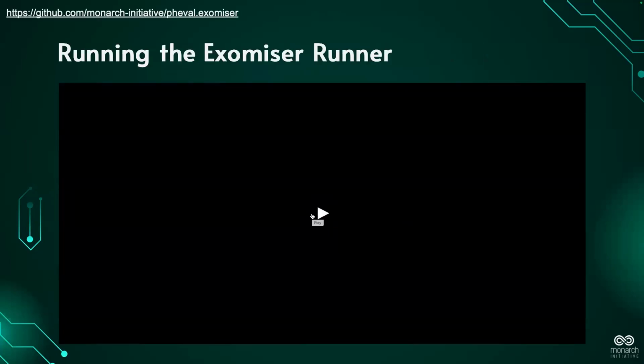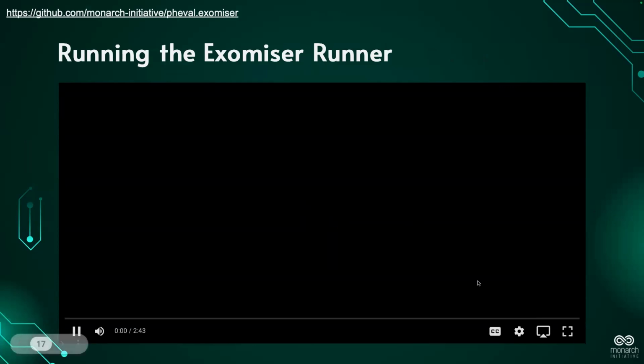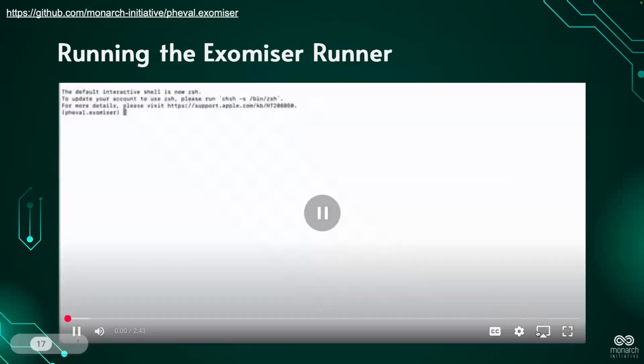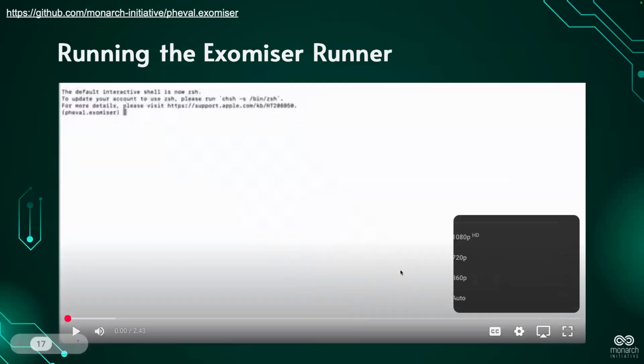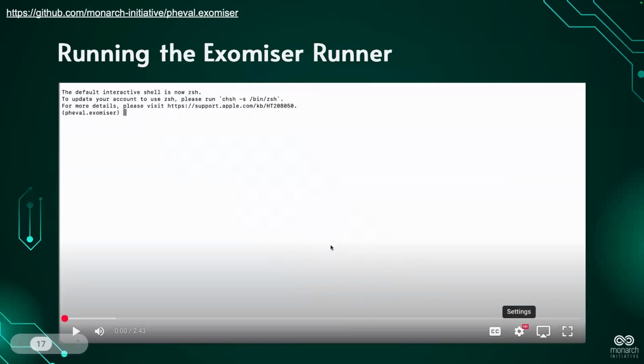In the interest of avoiding the loads of errors that happen when you do live coding, I've just prepared videos showing you how things work with the runner. So this is me just running the Exomiser runner. As a side note, all of the runners that we have implemented right now are released on PyPI. So we recommend using each runner in its own environment to reduce the dependency conflicts that may occur between different tools.